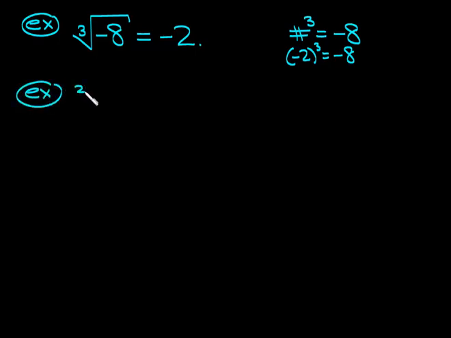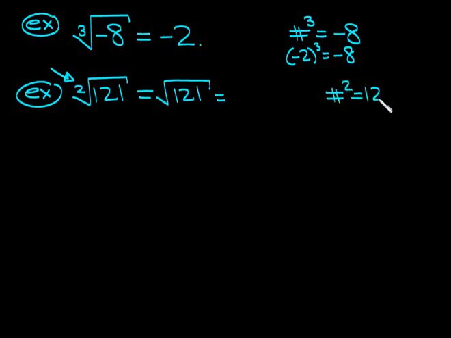Similarly, let's say we have the square root of 121. Because square roots are used so often, if we don't specify the index, then it's assumed to be a square root. So if you don't have the index given, then it's assumed to be square root. So we are looking for some number whose square is equal to 121. And the number in this case is 11, because 11 squared is 121. So that's 11.